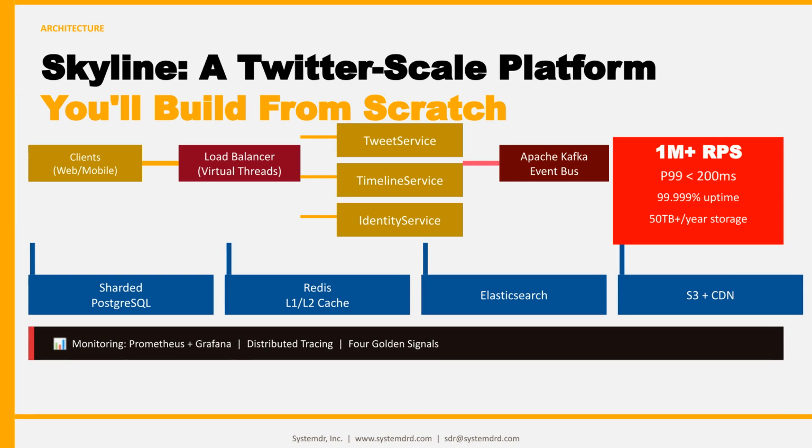Skyline features microservices like Tweet Service and Timeline Service, connected via Apache Kafka. It uses sharded PostgreSQL, Redis caching, Elasticsearch, and S3, all monitored with Prometheus and Grafana, meeting targets of 1M plus RPS and P99 latency under 200ms.